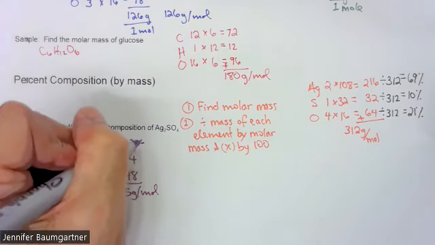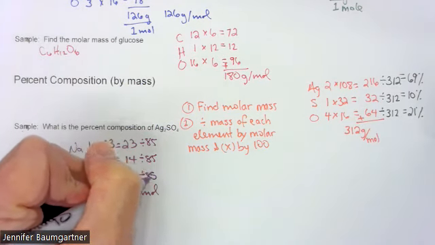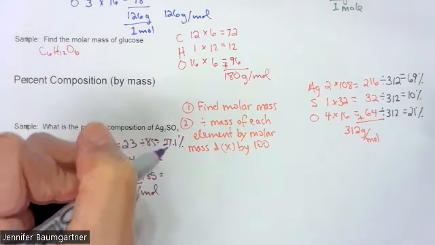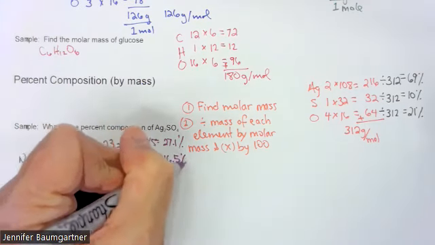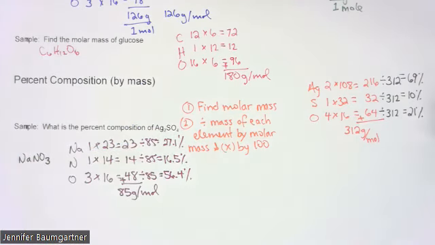Now I divide each of these by the molar mass, and I multiply by 100, and I end up with 27.1%, 16.5%, and 56.4%. Is that what you got? So if I had 10 grams of sodium nitrate, I would have 2.7 of that would be sodium, 1.65 would be nitrogen, and 5.64 grams would be oxygen. Okay, that is getting us into formula calculation territory, and we'll move on from here.